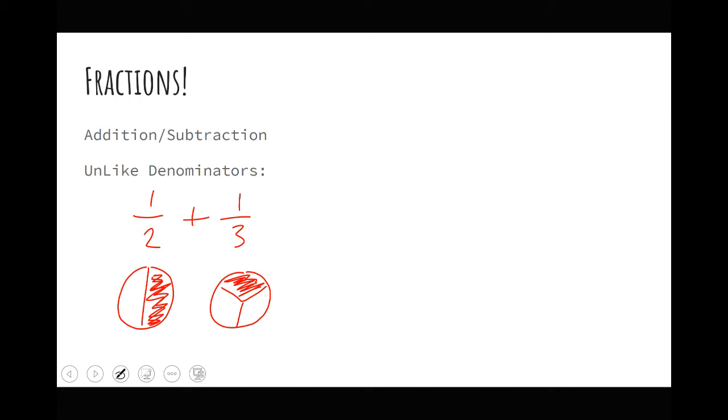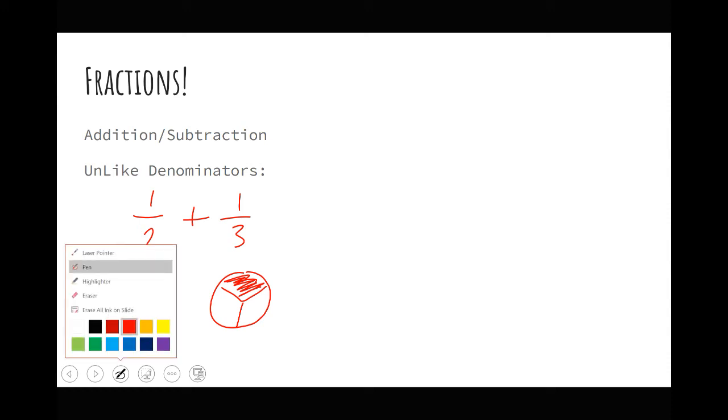Now I can't add these together like I did before because they're different sizes. I can't say that I have 2 of one of them. I can't say that I have 2 halves or 2 thirds because I don't. I have a half and I have a third. I can't add them together because they're not the same thing. So we have to fix that.